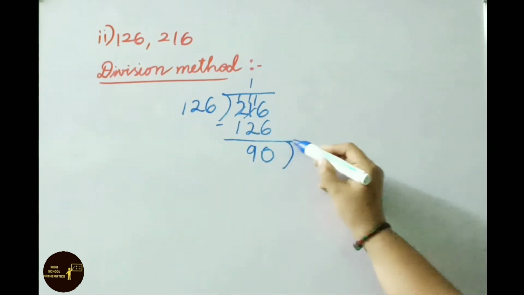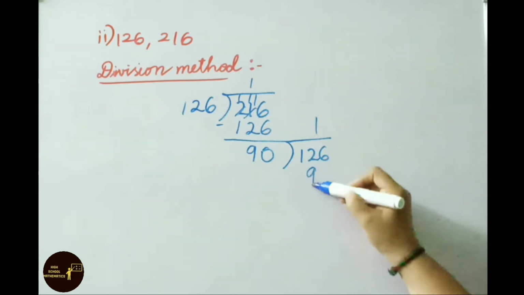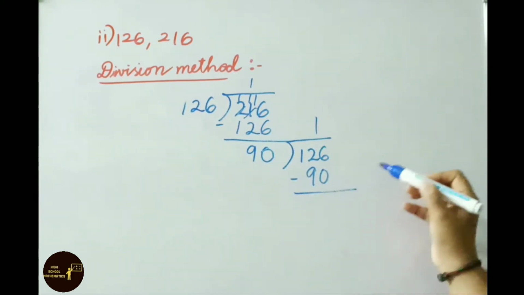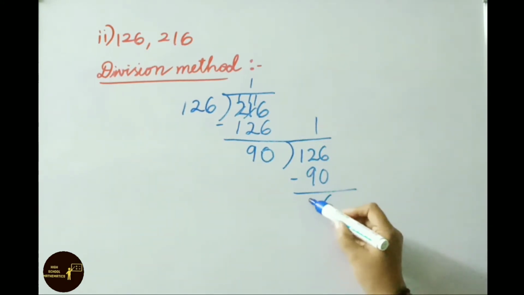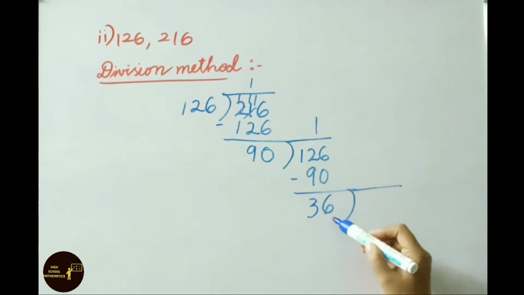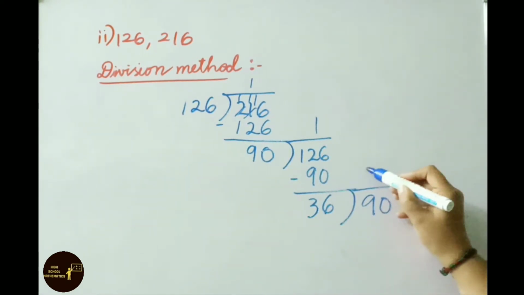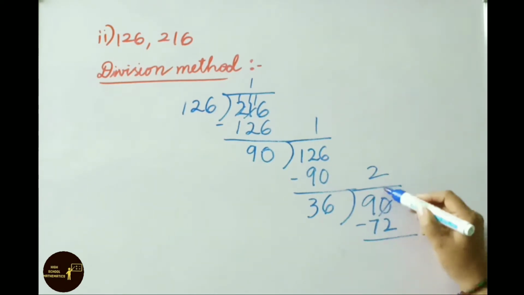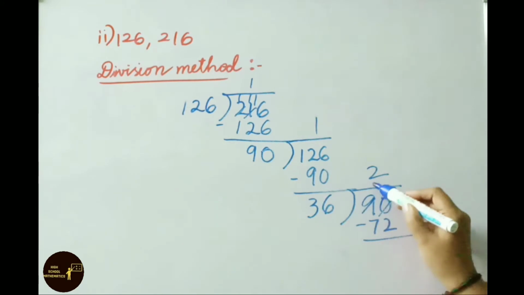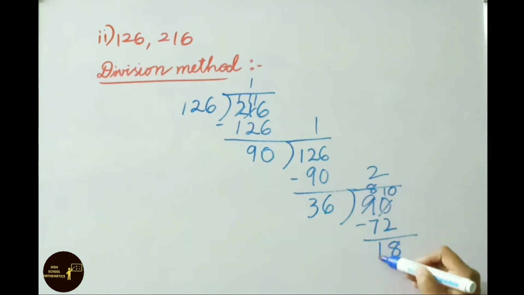Now with this 90 we have to divide 126. 90 ones are 90. We have to subtract now: 6 minus 0, 6. 12 minus 9, 3. With this 36 we have to divide the previous divisor 90. 36 2s are 72. Subtract. So take a borrow, 0 becomes 10, 9 becomes 8. 10 minus 2, 8. 8 minus 7, 1.